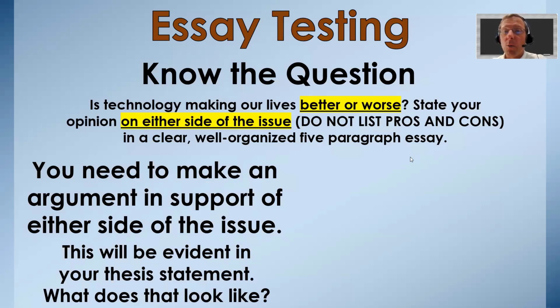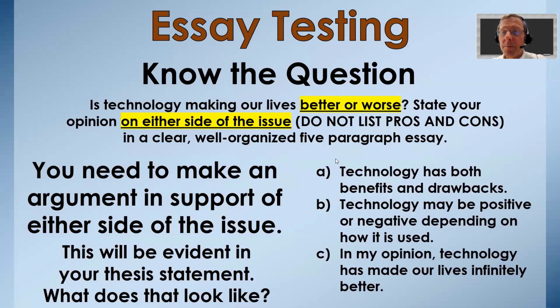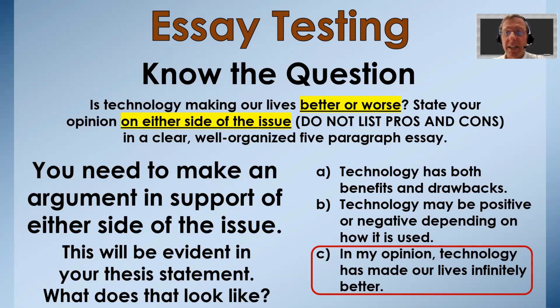Let's take a look at what the thesis statement for this type of essay question might look like. Would it be A, technology has both benefits and drawbacks? B, technology may be positive or negative depending on how it's used? Or C, in my opinion, technology has made our lives infinitely better. Well, the first thesis there is simply talking about pros and cons, benefits and drawbacks. The second one, the author's really unsure. They're saying it may be positive or it may be negative. It's actually the third thesis statement that gives a strong argument on one side of the issue.